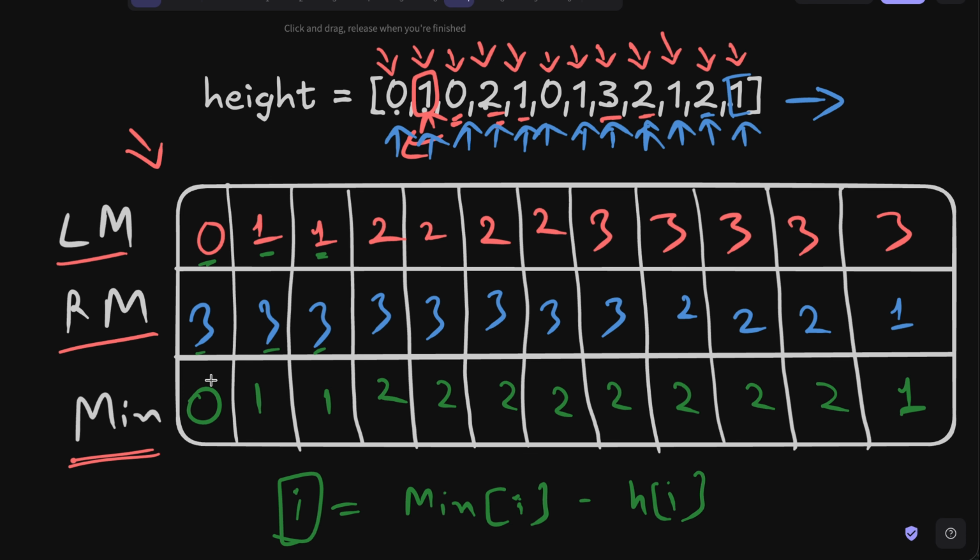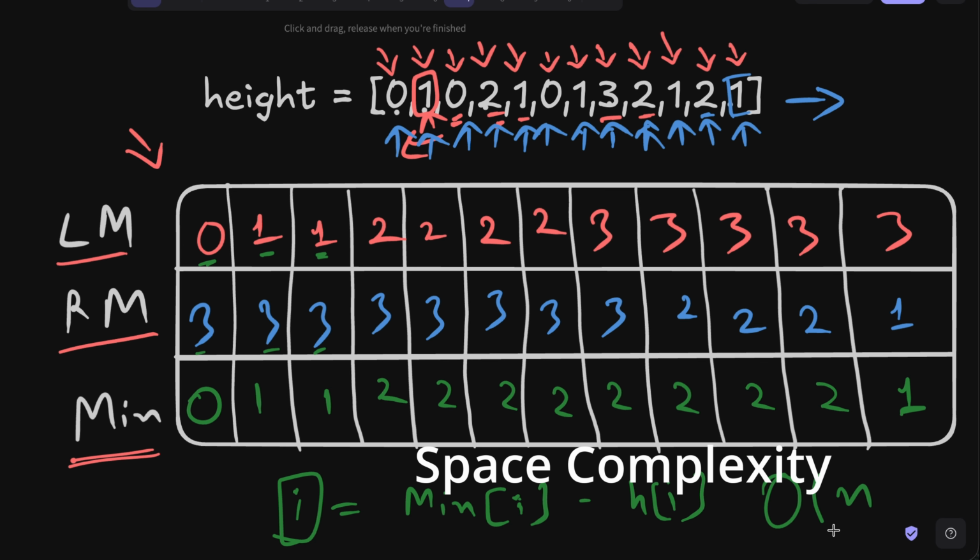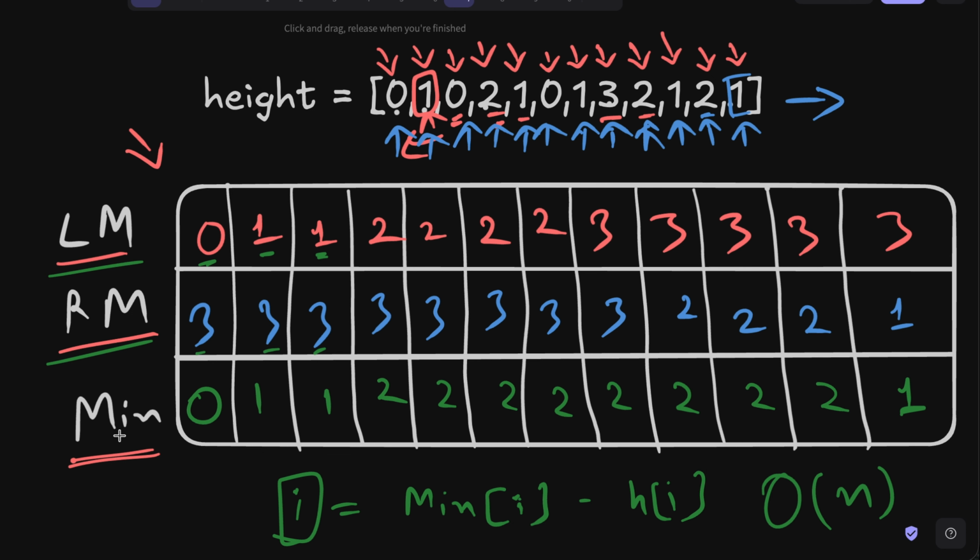But guys, as you can see, it is going to take order of n space complexity. Why? Because we are going to store n elements in this, n elements in this, and then n elements in this. So is there a better way to actually do this? Yes. You can remove all the 3 arrays and do this in order of 1 space complexity, which sounds crazy because you need all these numbers to calculate the minimum. But yes, you can actually do it in order of 1 space complexity because there is a trick here.